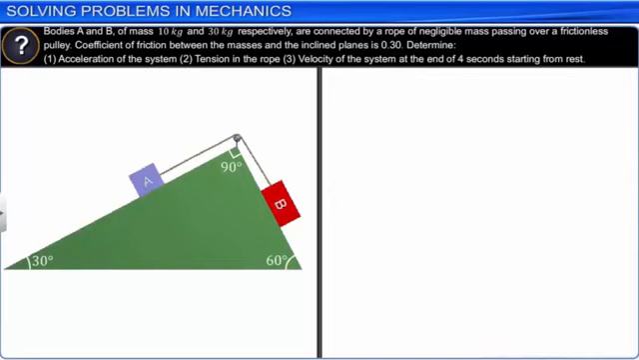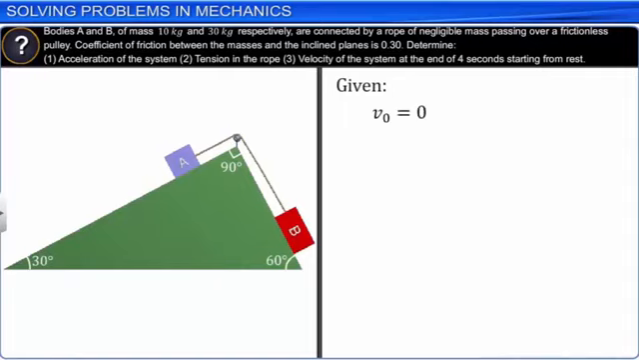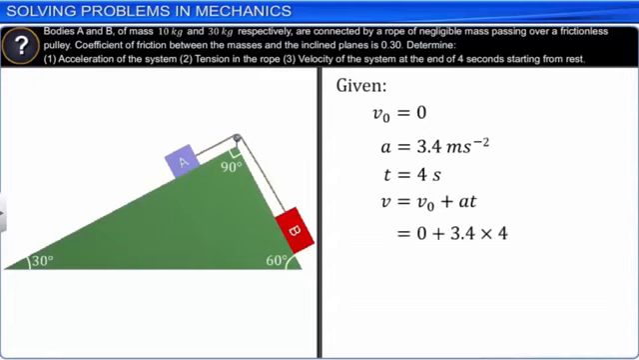Given that the initial velocity of the system, v0, is equal to 0. Acceleration of the system, a, is 3.4 meters per second squared, and time t is 4 seconds. We can use the equation of motion v is equal to v0 plus at to determine the velocity at the end of 4 seconds. Substituting the values and simplifying, we get the final velocity, v, as 13.6 meters per second.